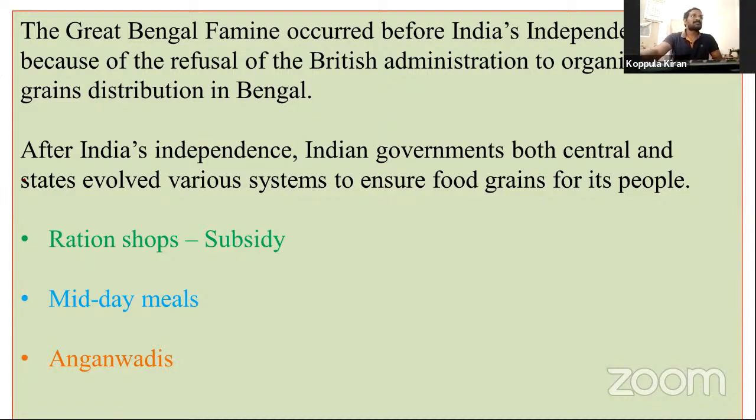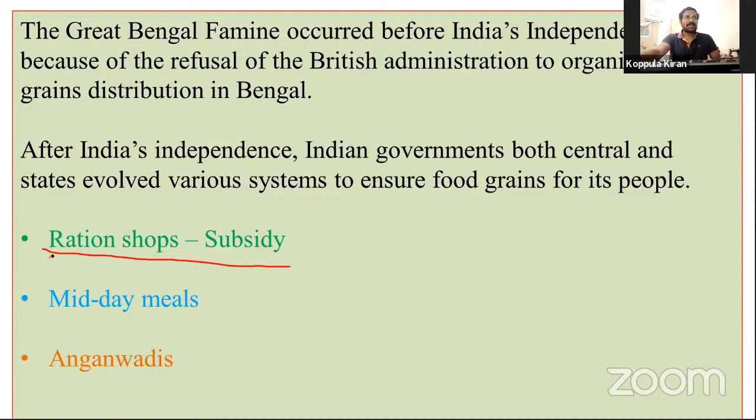After India's independence, the Indian government, both central and states, evolved various systems to ensure food grains for its people. Particularly, our Indian government nowadays is also following these methods. This is one of the welfare activities. We know these well.